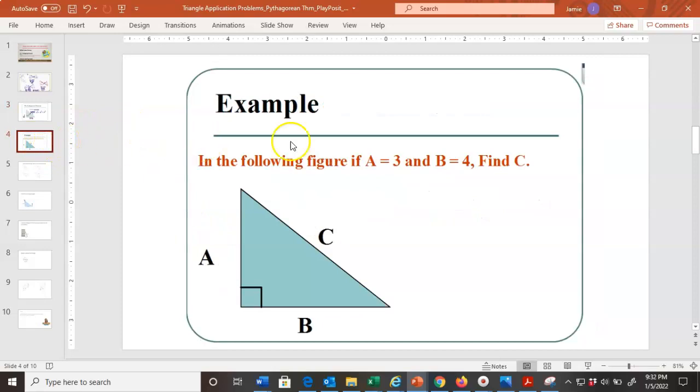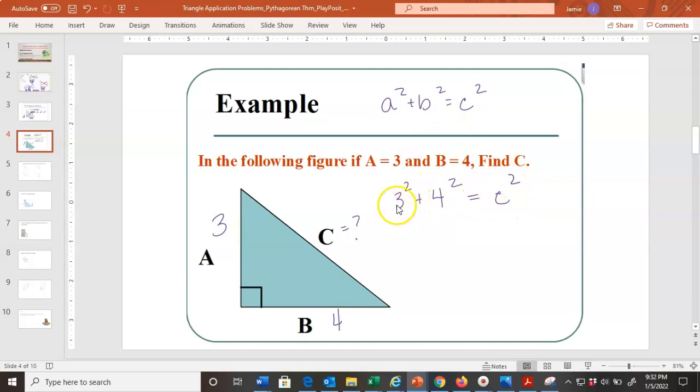And so let's try it. I'll write the theorem up here. And we said A is 3, B is 4, and C is, we don't know. So we're going to do 3 squared. We're just plugging it in. Plus 4 squared equals C squared.